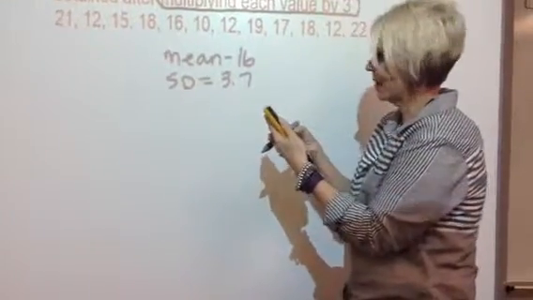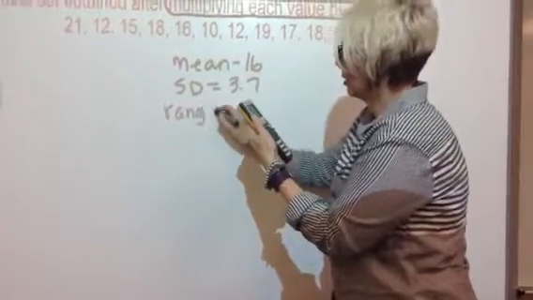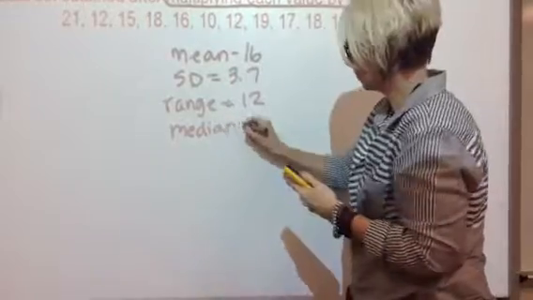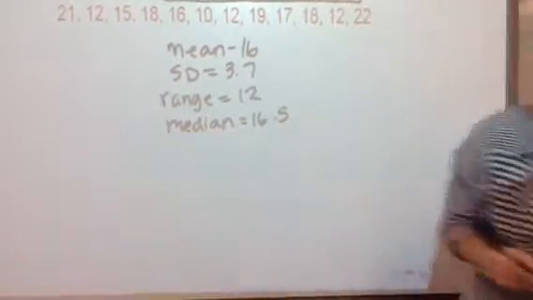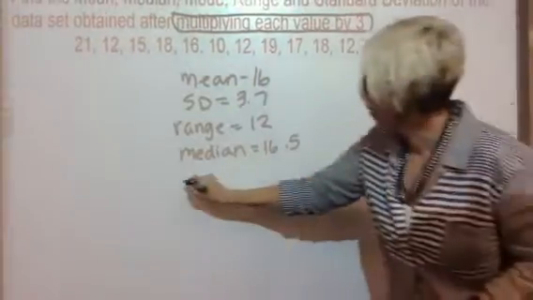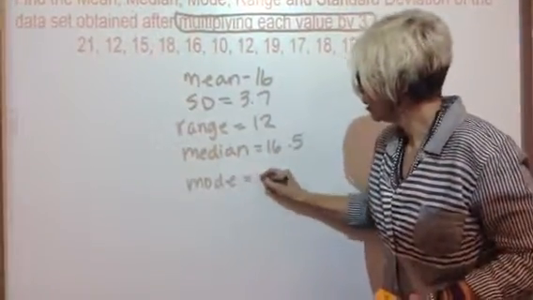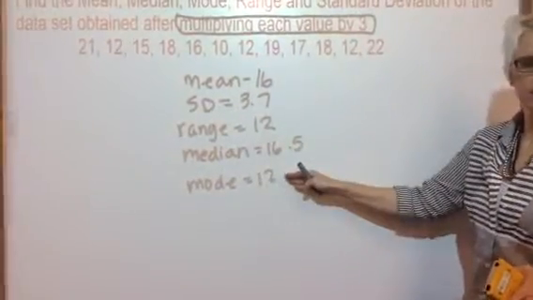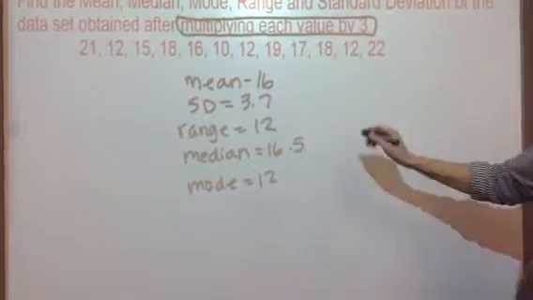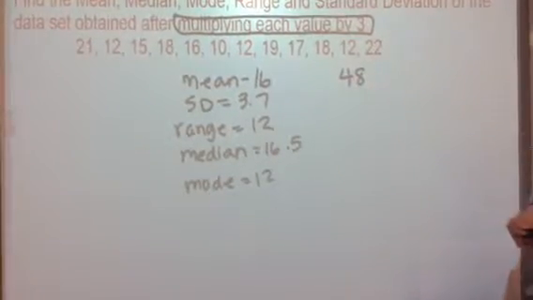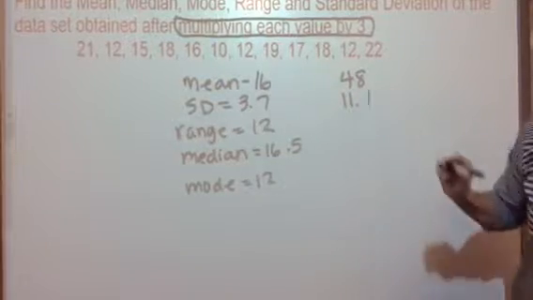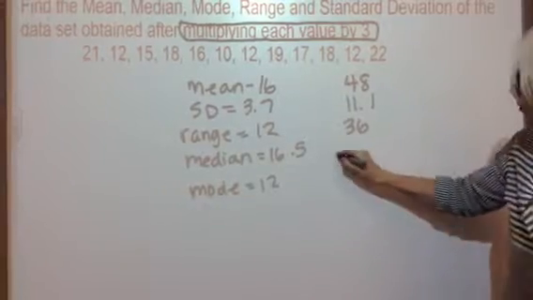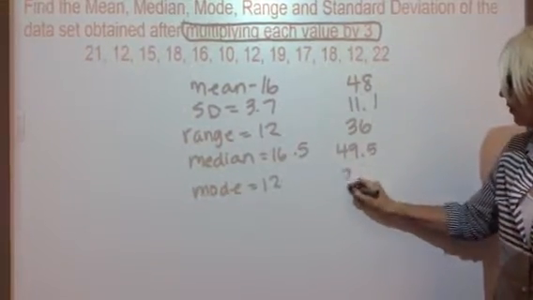I see that I have a range of 12, a median of 16.5, and then I have to find my mode, which is 12 as well. So to find what happens when I multiply by 3, you actually multiply all these values by 3. What this changes to is a mean of 48, a standard deviation of 11.1, a range of 36, a median of 49.5, and a mode of 36.